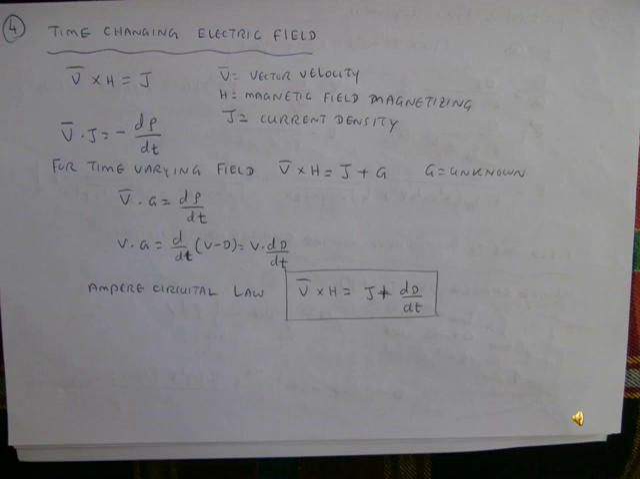For the time varying field, we write down the equation V vector cross product H equal to J plus G. In this case, G is a constant, an unknown constant. So V vector dot G equal to d rho by dt, V vector dot G equal to d by dt in the bracket V minus the V dot dt by dt. So Ampere's circuit law is V vector cross H equal to J plus dt by dt. Those are the equations for the time changing electric field.